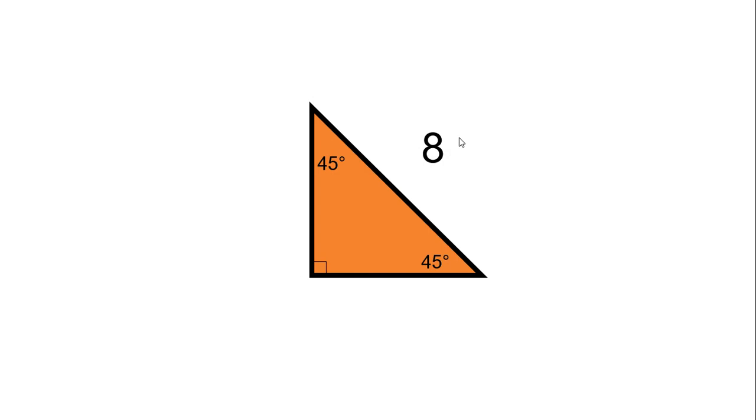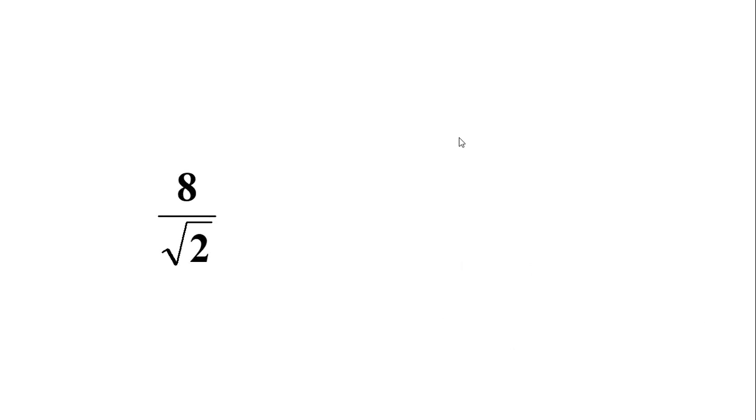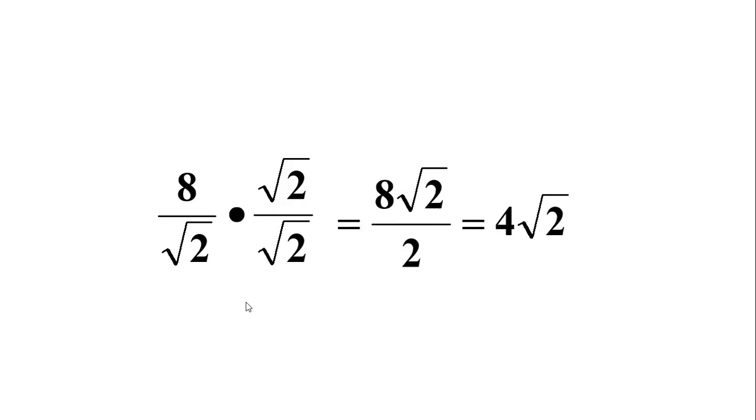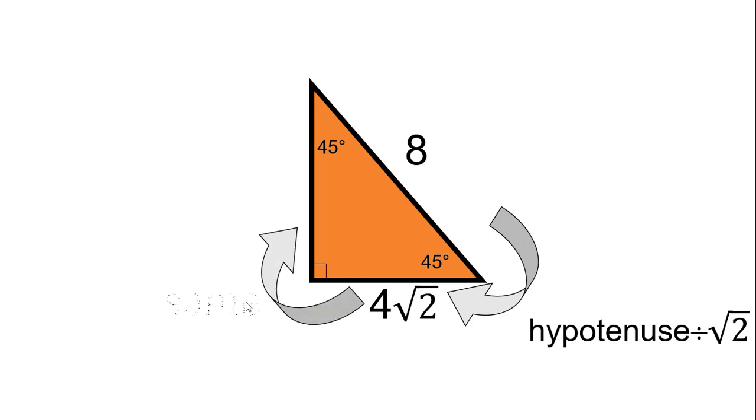Next. Okay, the hypotenuse measures 8. To get the measure of the leg, you simply divide that 8 by square root of 2. So, this could be the answer, but this is not already in simplest form. By rationalizing the denominator, your answer could be 4 square root of 2. So, if this is 4 square root of 2, the other leg also measures 4 square root of 2.